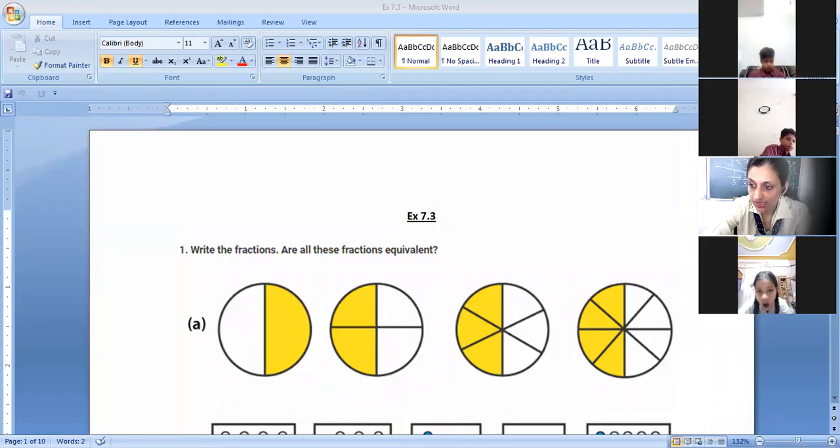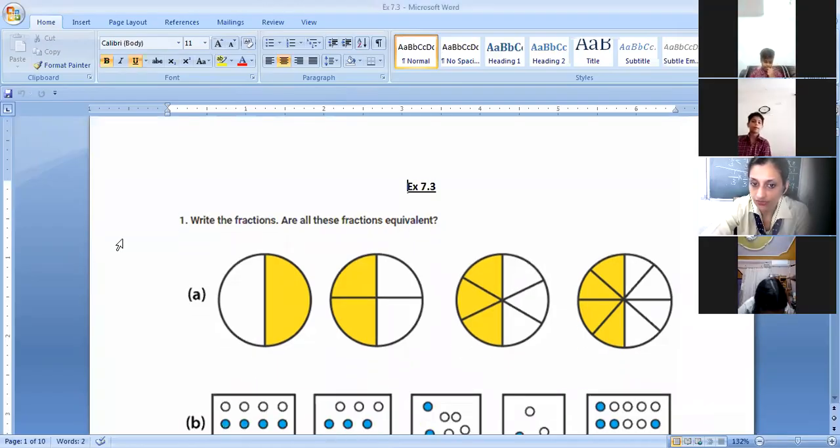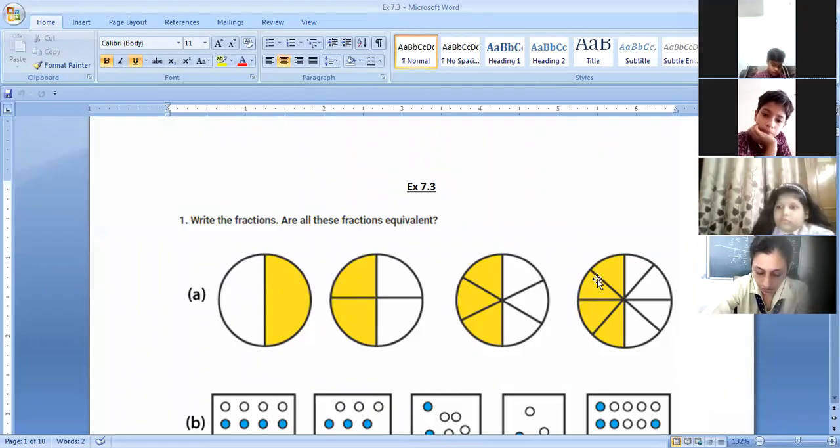So as you can see in the diagram, the first diagram is the half part of the circle. Here the shaded parts are 2. Here the shaded parts are 3. And here you can see the shaded parts are 4 in number. Am I correct?